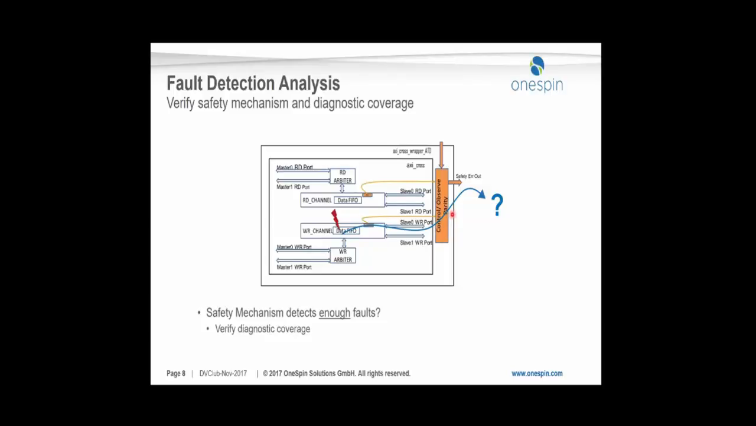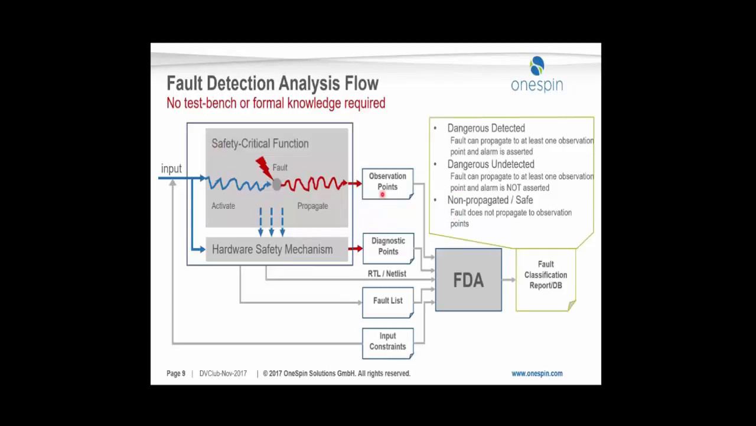If we do this inside our fault detection analysis, what we have to give to the application is obviously we have to read the design. We also need a set of observation points. The observation points are actually the ones where the fault can become dangerous. So it's associated with our failure mode. Then we have the diagnostic points. So where would we observe a dangerous fault? Then also we need a fault list, and we might supply some input constraints.